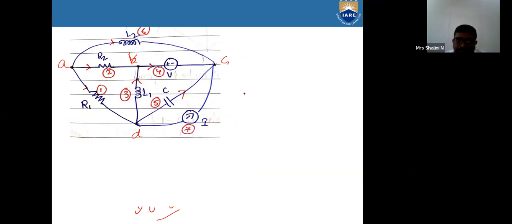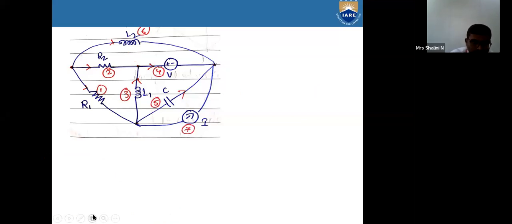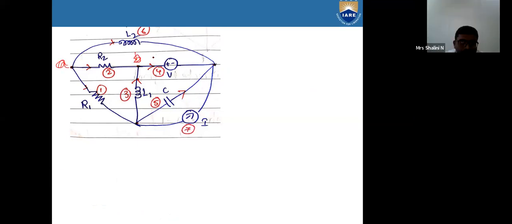Next one is the connected complete graph. A, B, C, and this is D. A, B, C.